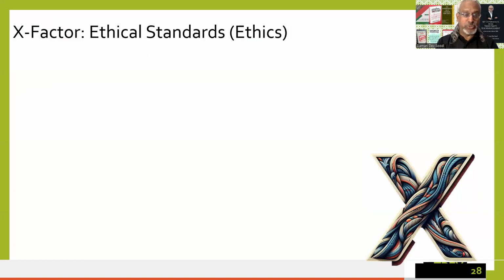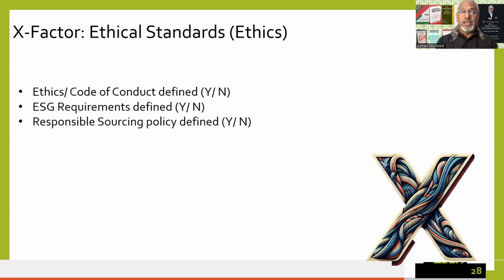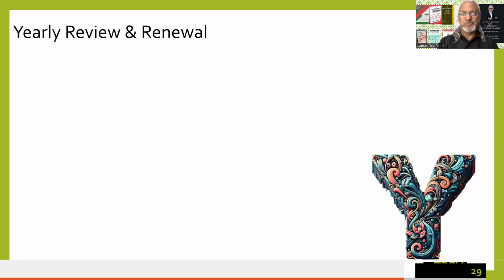X stands for X factor, ethical standards that you expect your third parties to maintain, to follow. So has ethics code of conduct been defined? What are the contents of that? Have ESG requirements been defined? What are the contents of those? Has the responsible sourcing policy been defined? Then content of this policy.